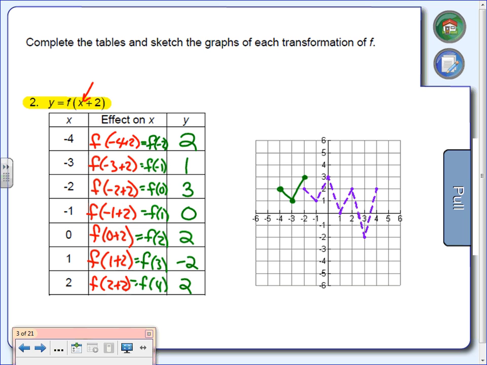Negative 1, 0. Connect the dots. 0, 2. Connect the dots. 1, negative 2. Connect the dots. And the last one we have is 2, 2. That's right here. Just connect the dots. So here's the new graph.